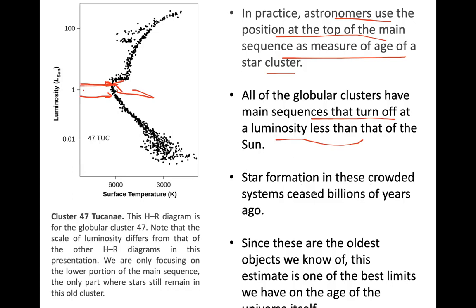And star formation in these crowded systems ceased billions of years ago, which means there are no new stars forming in these globular clusters. The star formation has stopped billions of years ago, right? Since these are the oldest objects that we know of, this estimate is one of the best limits that we have on the age of the universe itself, right?